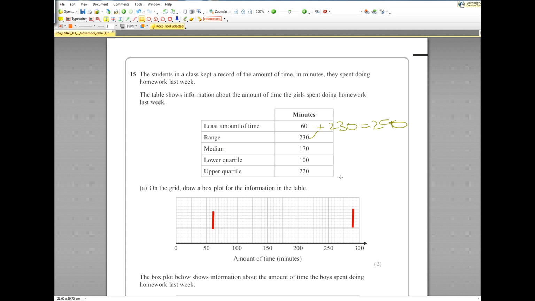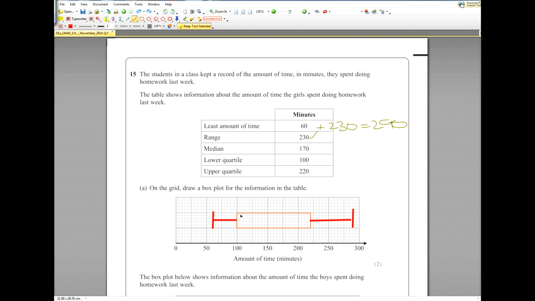Now we need to draw the box. To draw the box, we need the lower quartile and the upper quartile. Here is the lower quartile, and the upper quartile is here. So 100 to 220. Where's 220, folks? Stop there. Okay, lovely. Now we need some more bars, so we need to join that one and that one.